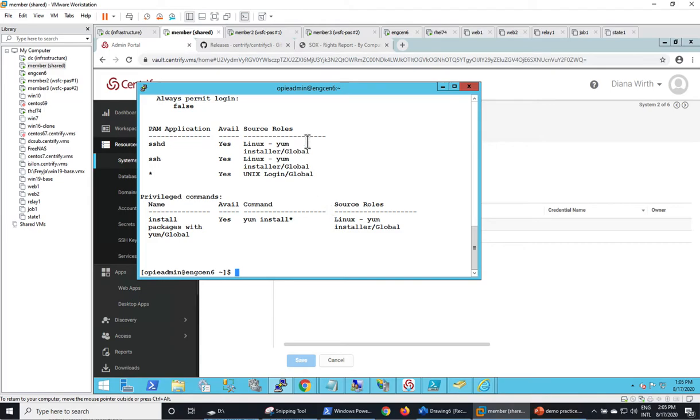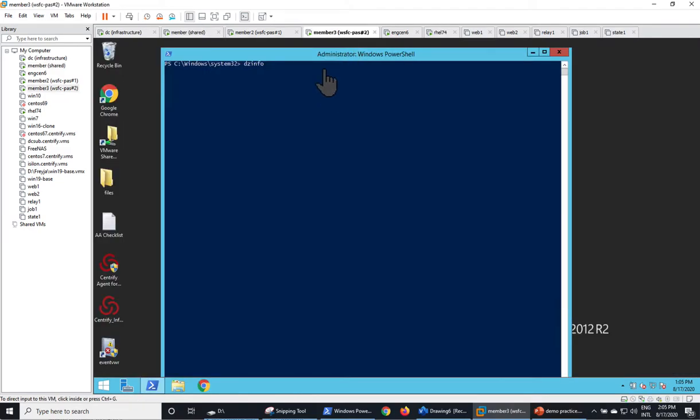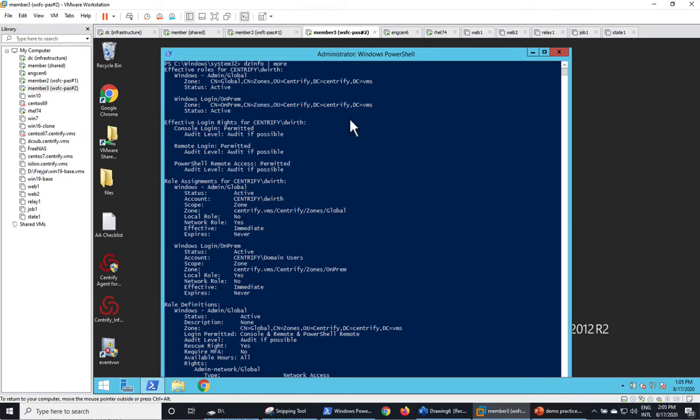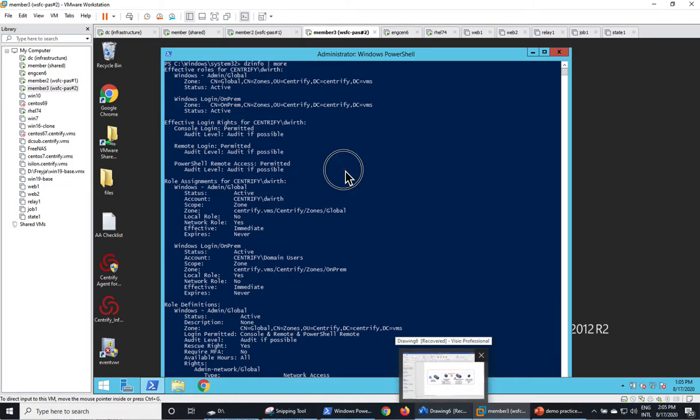So that is on Unix Linux. But as a bonus, let's talk about Windows. What if I am on that machine and I want to find out who are the users that can log in? I can use the dzinfo command, pipe it to more, and the output is slightly different here because it's a Windows machine. But notice that there are assignments directly for the user that come from the global zone, but there is another assignment from the zone that this machine belongs to that is assigned to all users.